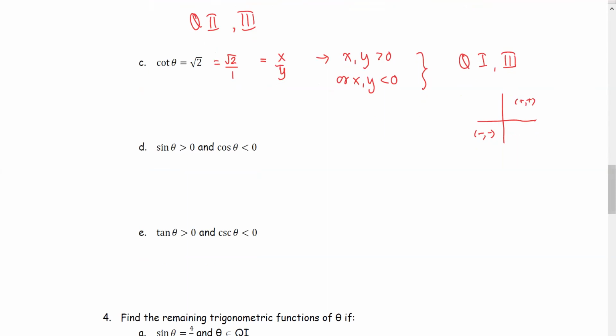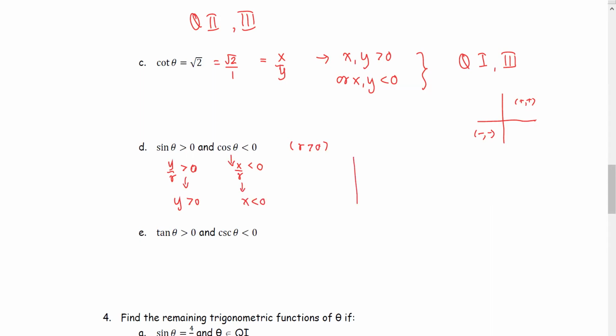Part D, where sine theta is greater than 0 and cosine theta is less than 0. By definition, the sine theta is y over r greater than 0. Therefore, y is going to be greater than 0, since r is always greater than 0. For cosine theta less than 0, by definition, the cosine theta is x over r. If x over r is less than 0, where r is positive, therefore x will be less than 0.